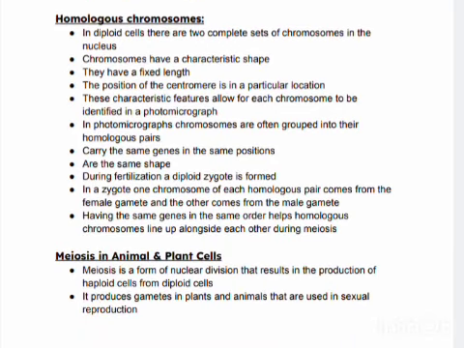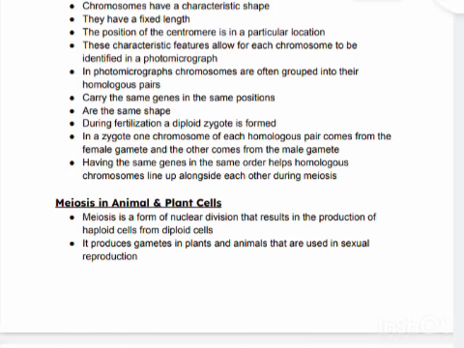In diploid cells there are two complete sets of chromosomes in the nucleus. Homologous chromosomes have a characteristic shape, a fixed length, and the position of the centromere is in a particular location. Another thing to note is that they carry the same genes in the same positions.